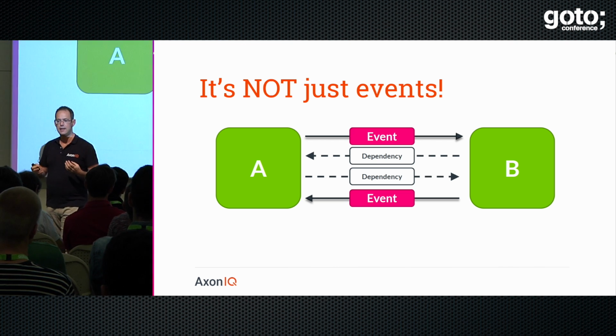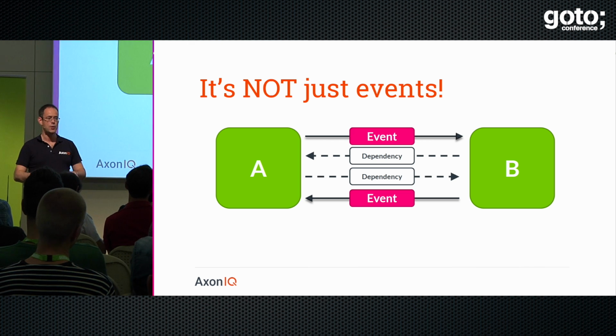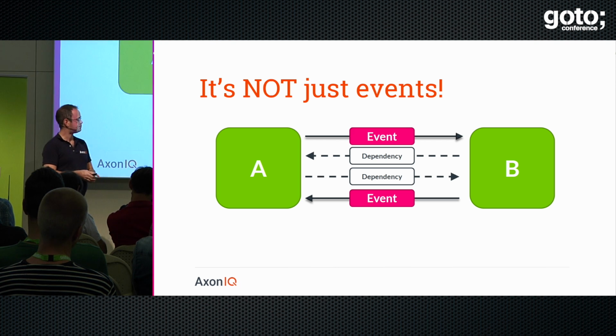You have the cyclic dependency. And the chances are that if you need to change something, you need to change both components, which is exactly what you do not want to do in a microservices architecture. One of the benefits should be that you can update them separately.